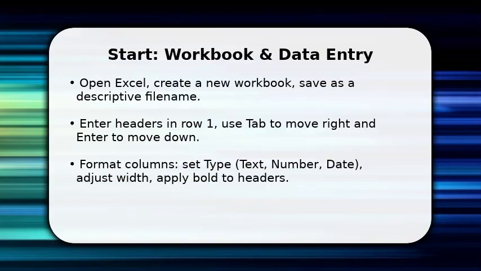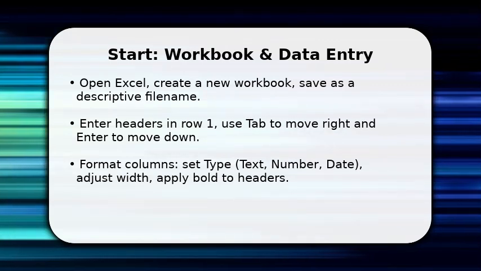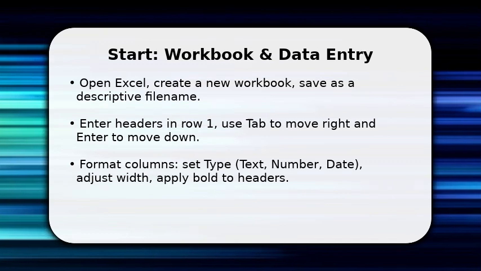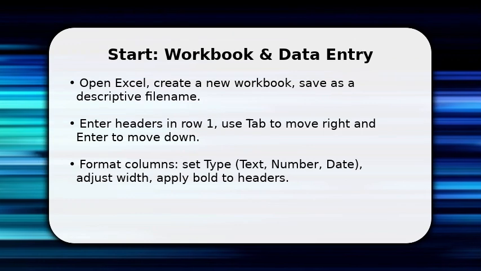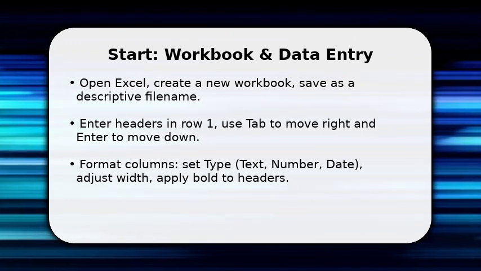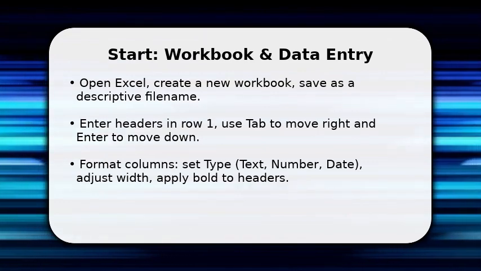You begin by creating a workbook and naming it so you can find it quickly. This matters for version control. Once saved, type headers in row 1 to define each column's purpose. You use Tab and Enter to enter data efficiently, and then set column types, number, date, or text, so Excel treats your values correctly. Make sure to widen columns and bold headers for readability. This prevents misaligned data and speeds future formulas.